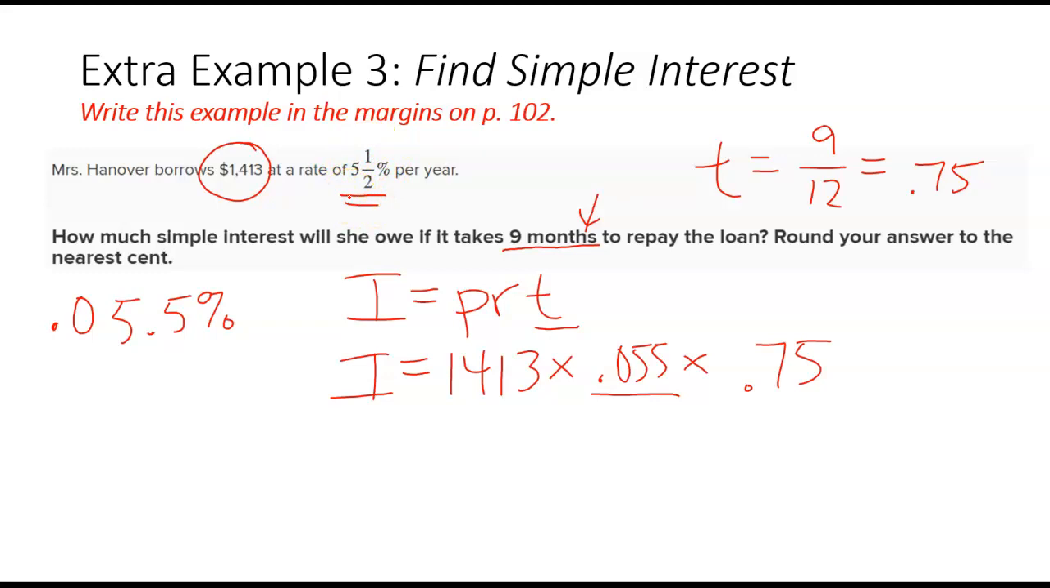So the amount of interest Miss Hanover pays on her loan is, my calculator tells me, 58.28625. But we're talking about money again. So don't forget, when we talk about money, we have to round to only 2 decimal places.